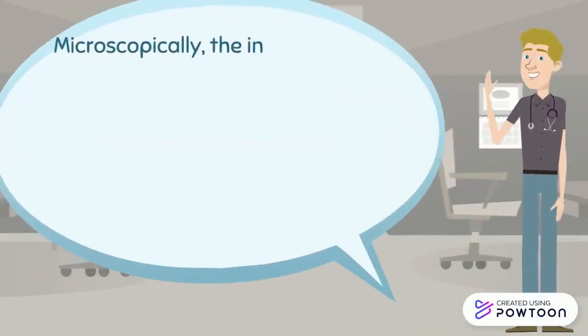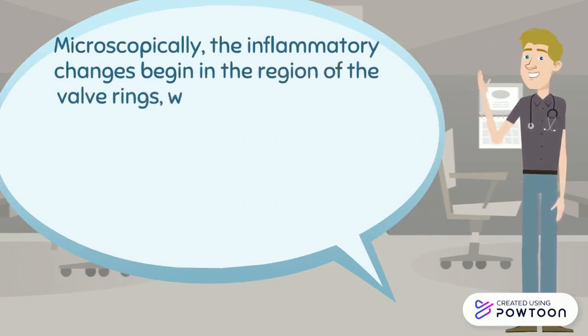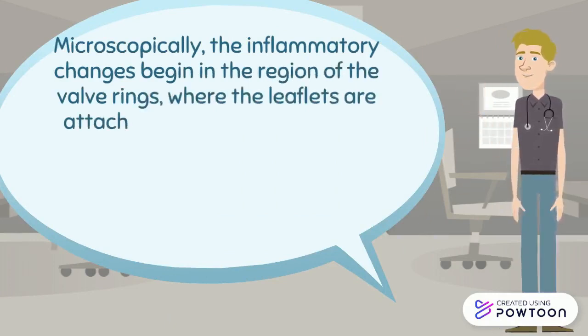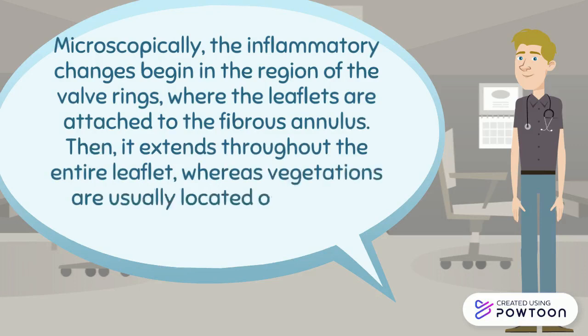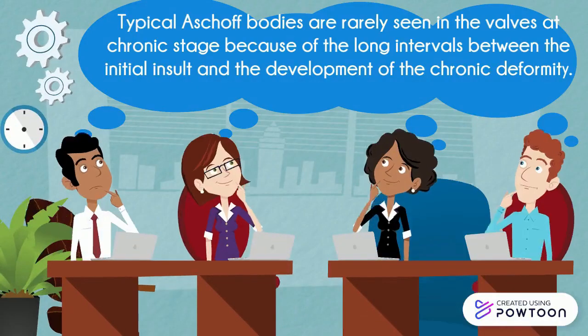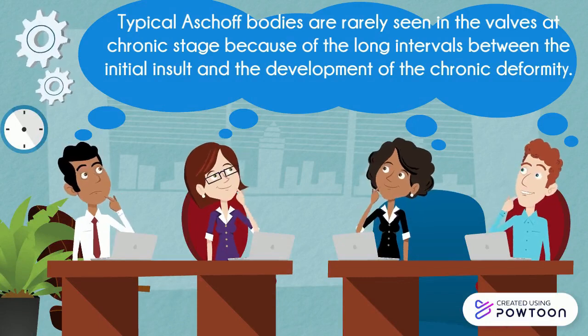The inflammatory change begins in the region of the valve rings, where the leaflets are attached to the fibrous annulus, and extends throughout the entire leaflet, whereas vegetations are usually located on the free margins of the leaflets and cusps. The important concept that we must keep in mind is that typical Aschoff bodies are rarely seen in the valve at this chronic stage because of the long intervals between the initial insult and the development of the chronic deformity.